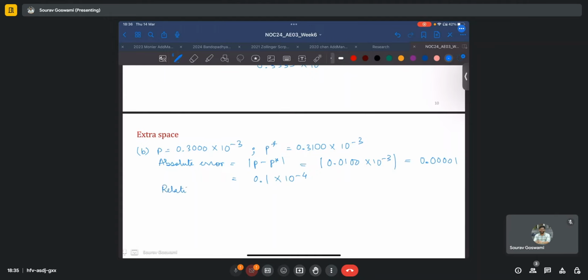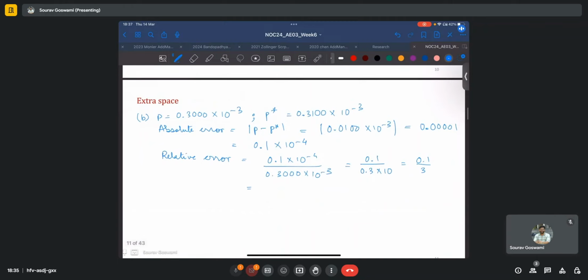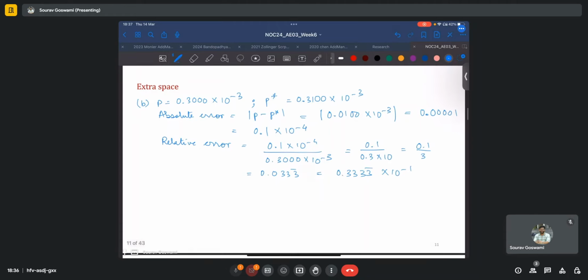And the relative error is 0.1 into 10 power minus 4 by 0.3000 into 10 power minus 3, which equals 0.1 by 3, which shall equal 0.0333 recurring, or in our notation 0.3333 into 10 power minus 1.